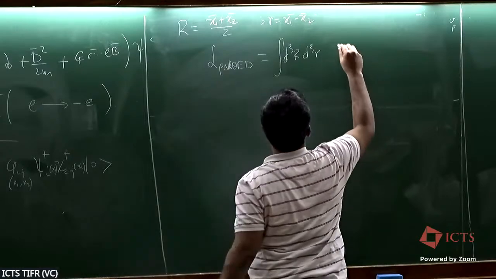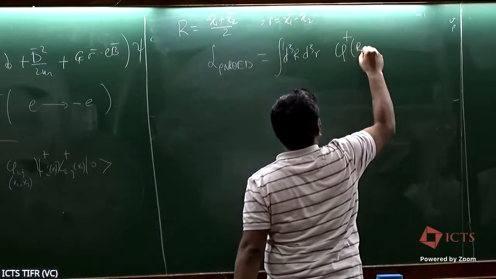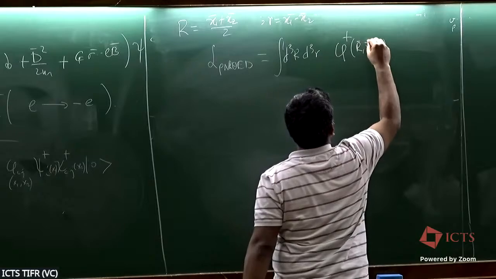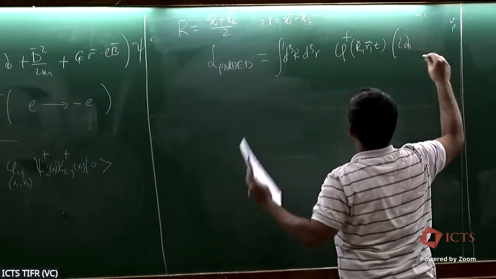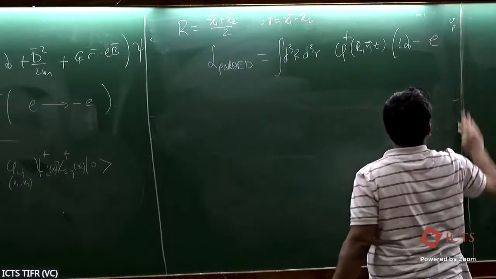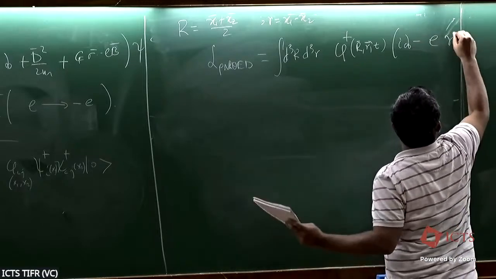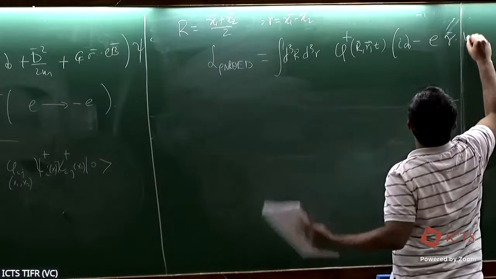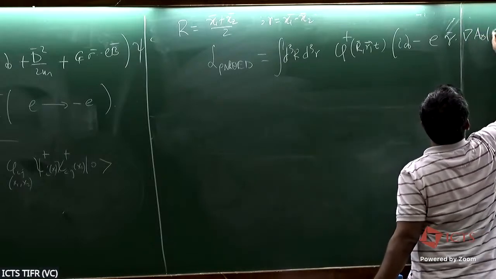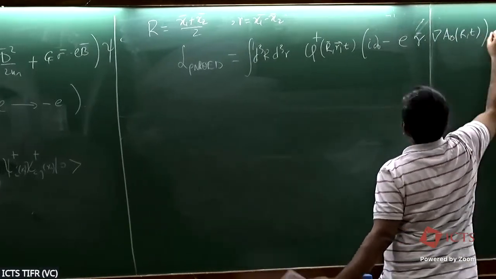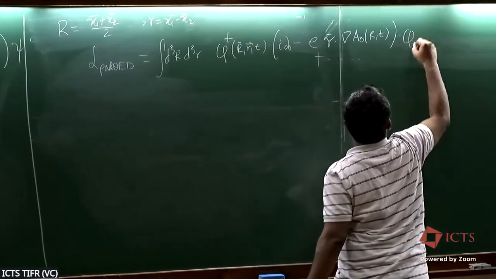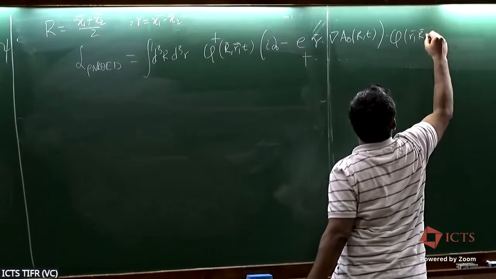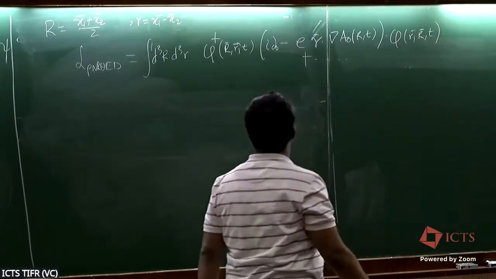And this is just phi dagger R. These are three vectors, i del 0 minus E R dot del A0 R T phi. So there are more terms that I'm not writing right now, which is not relevant for the purpose of this part.